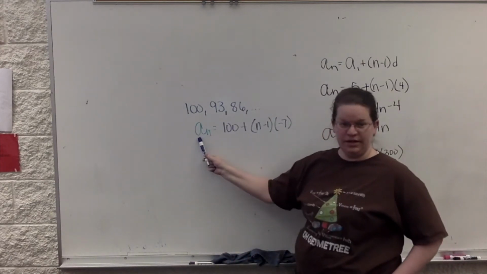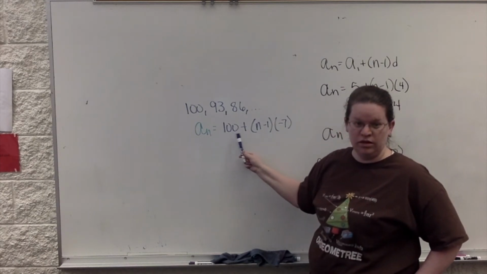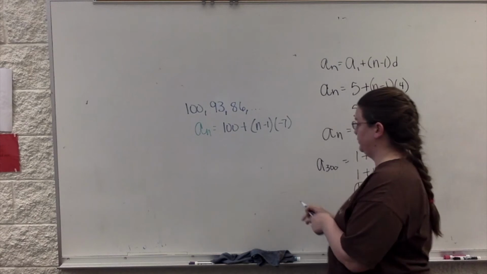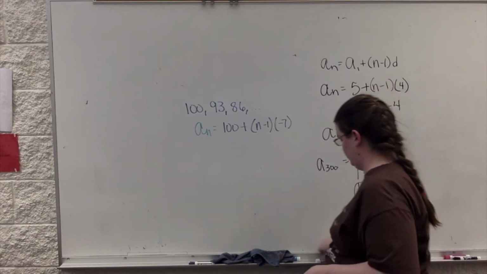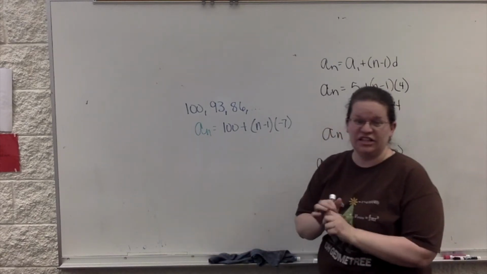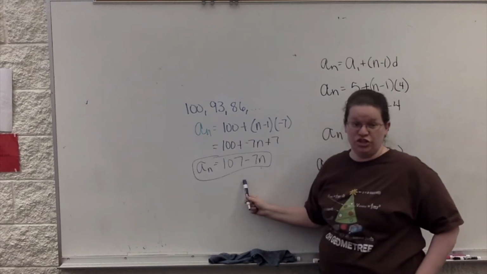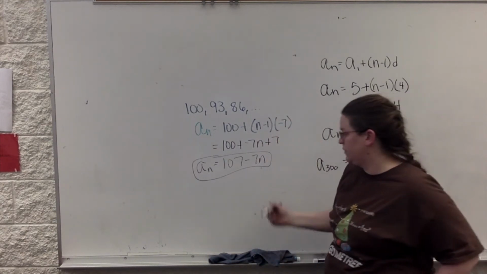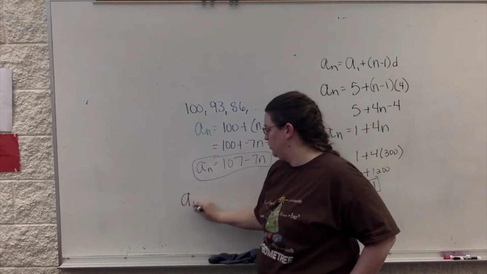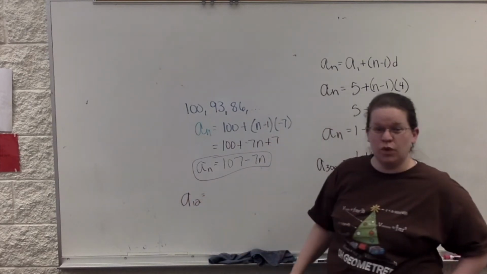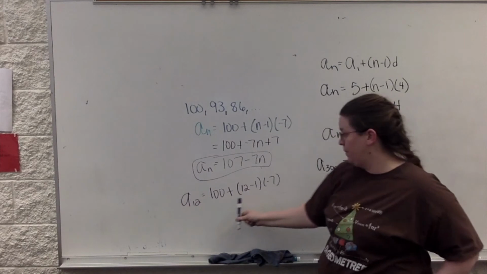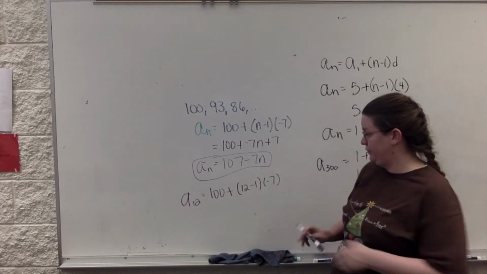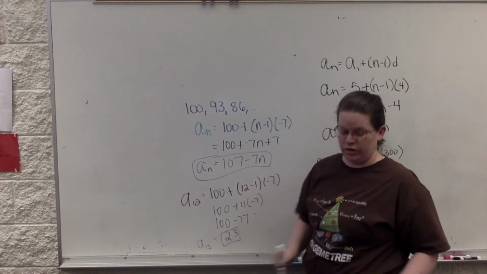So I have A sub n equals A sub 1 plus the quantity n minus 1 times d. Then I distribute and simplify. That's the equation, the nth term for this arithmetic sequence. I'm going to find the 12th term. I have A sub 1 plus n minus 1, that quantity times d. A sub 12 equals 23.